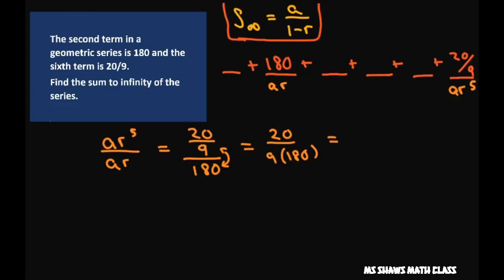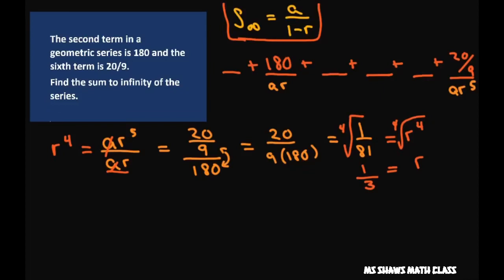Simplifying that, you get 1 over 81. Now this equals, if you simplify this part, that would cancel and you get R to the fourth. So 1 divided by 81 is R to the fourth. And if you take the fourth root of both sides, you get R equals 1/3.